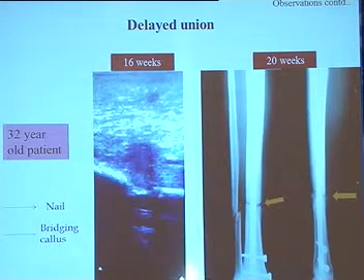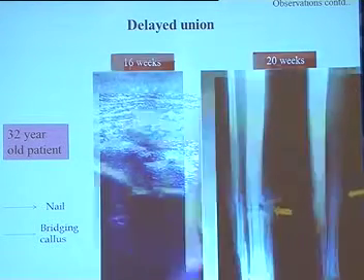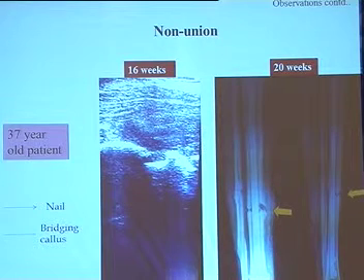So what happened in delayed union? In delayed union, the nail is visible, bridging callus is there but not adequate. What happened in non-union? See, in non-union the nail is totally prominent. There is no union at the fracture site, there is a gap at the fracture site.